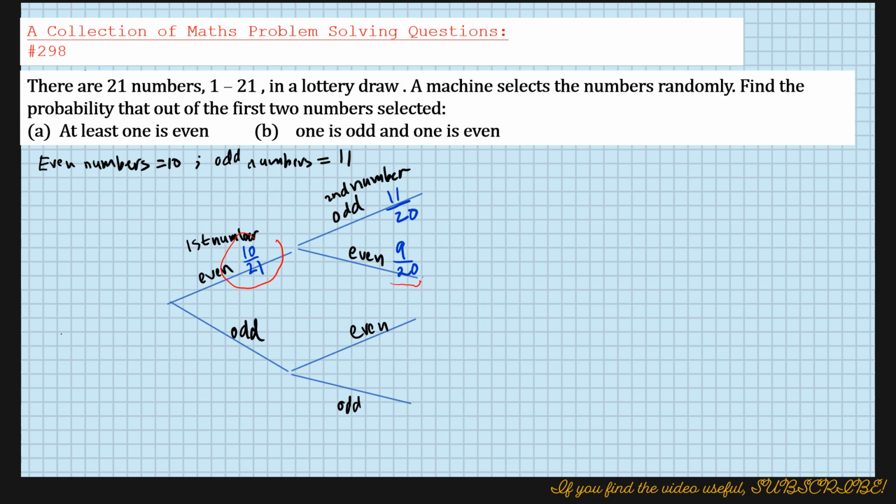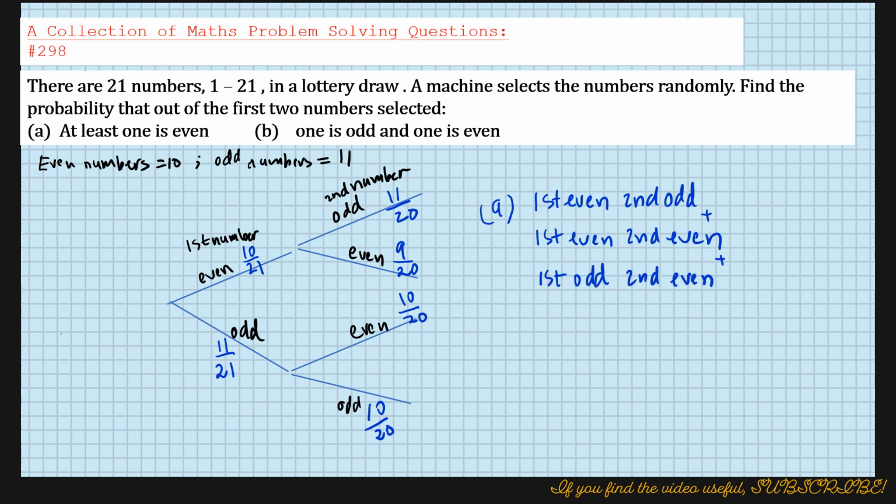Next we go on to the case where the first number is odd. So 11 out of 21, and then an even number will be 10 out of 20, because there are 10 even numbers and the total comes down by 1. And the number of odd numbers would be 11 minus 1 again, so that's 10 out of 20. So these are the probabilities. Now we've got to solve the cases.